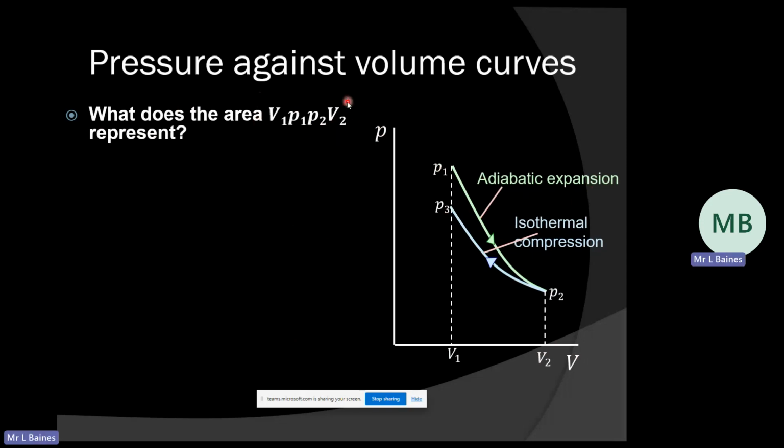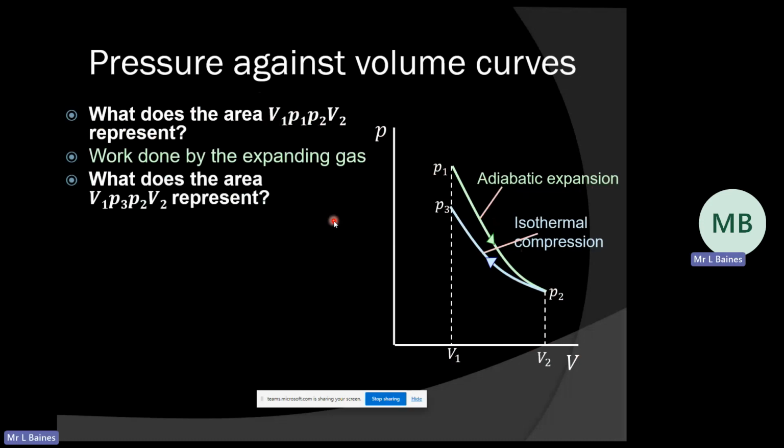Now, this is just naming this term here, V1, P1, P2, V2. So if we go from V1 to P1 to P2 to V2, what does that area represent? Well, we talked earlier about the area under the graph being work. Okay, so we've got work done by the expanding gas, and we know it's being done by the gas because it's expanding.